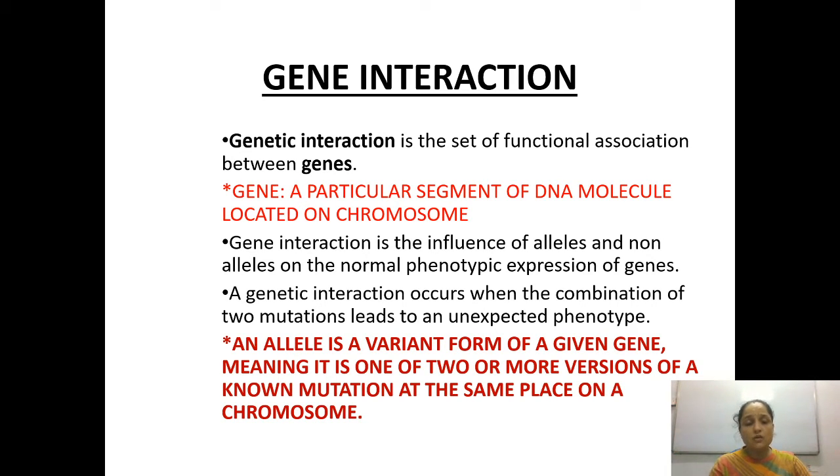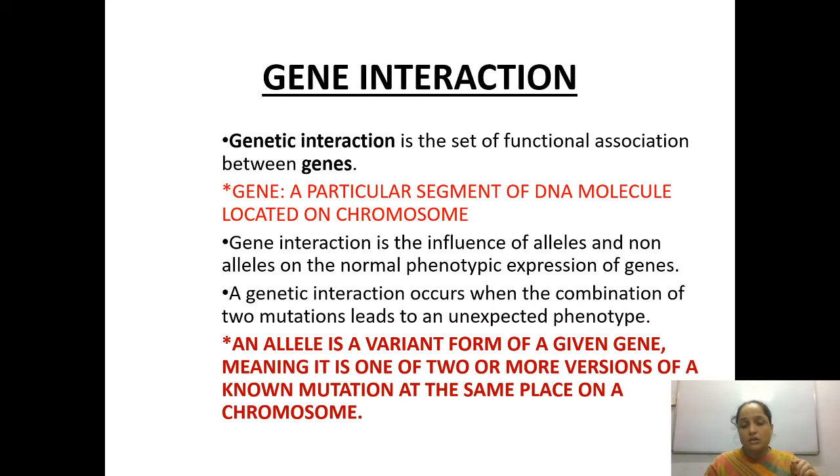Now a genetic interaction occurs when the combination of two mutations leads to an unexpected phenotype. When there is a mutation and they are combining together, whatever you will be getting is an unexpected phenotype because there is a mutation. Mutation means a sudden drastic change in the characters.